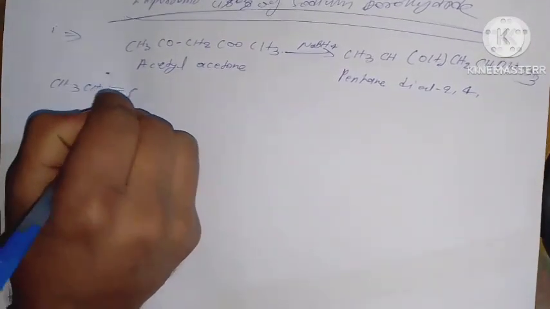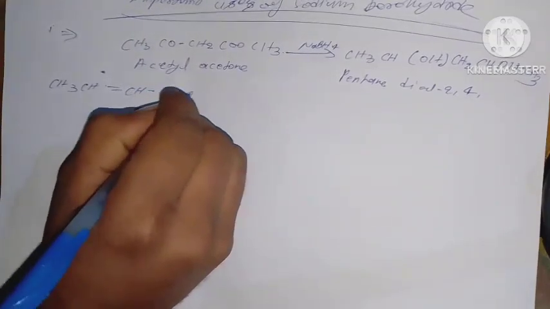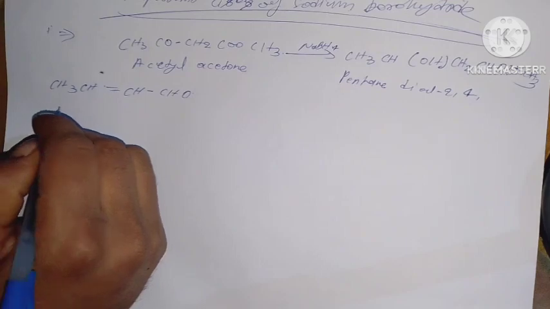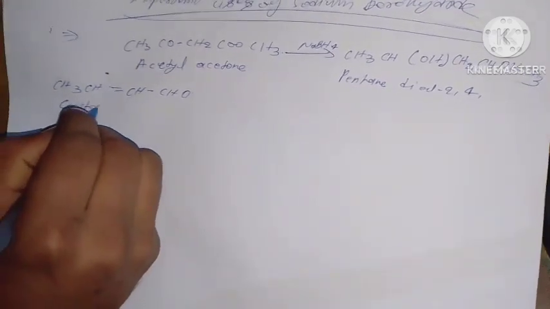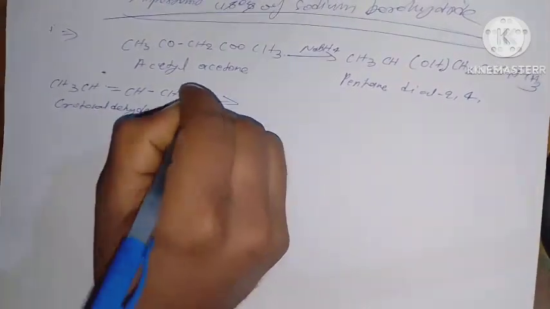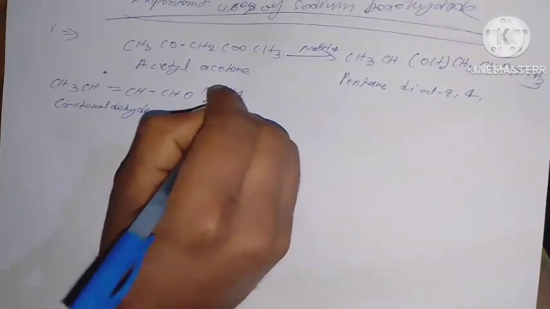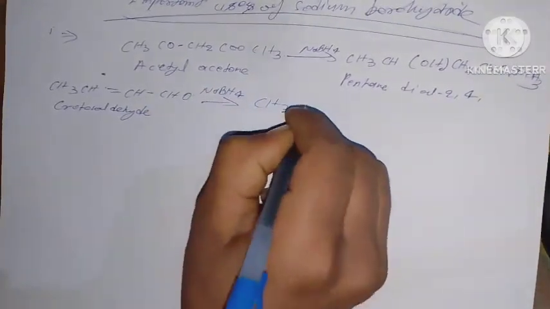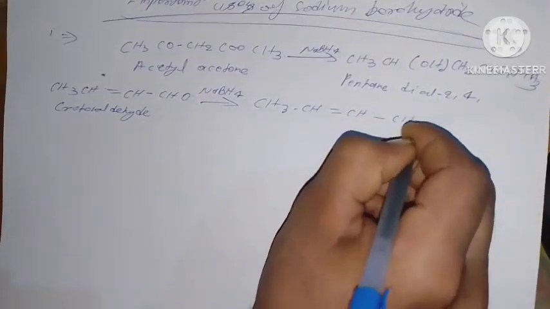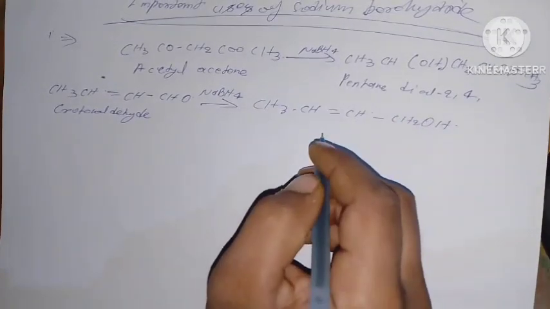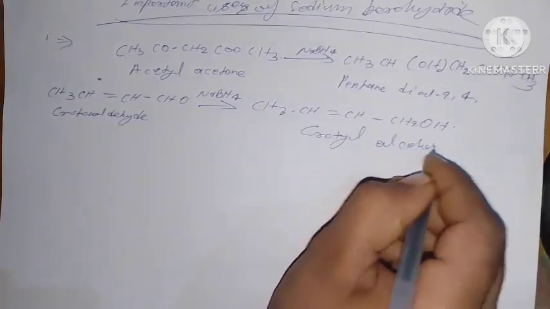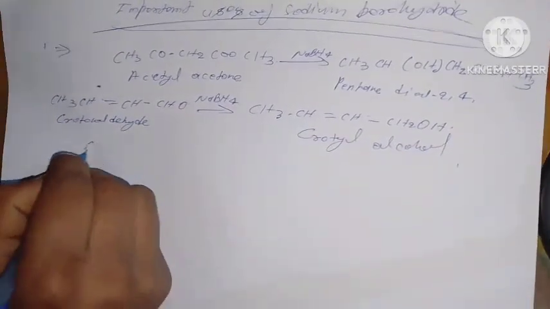Okay, aldehyde group. This is crotonaldehyde. Crotonaldehyde with NaBH4 gives CH3CH=CHCH2OH. Okay, crotyl alcohol. This is crotyl alcohol.